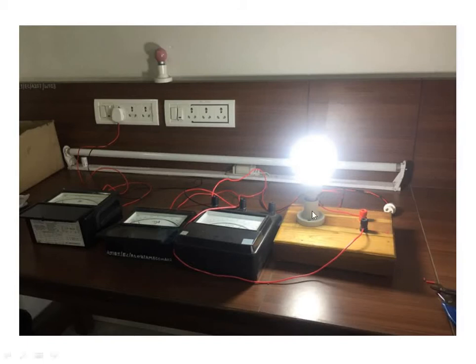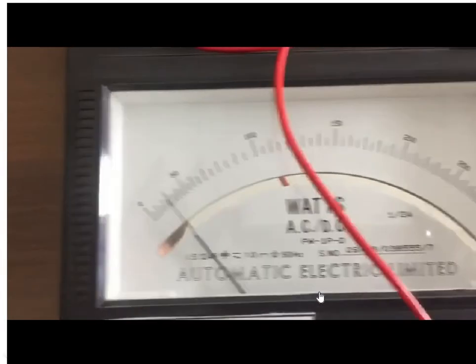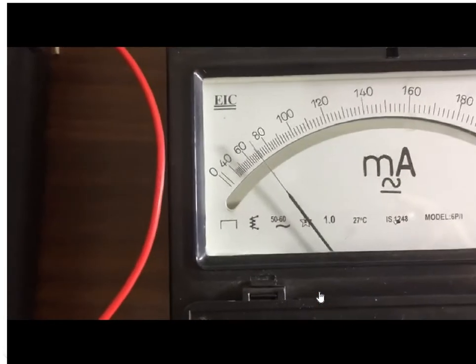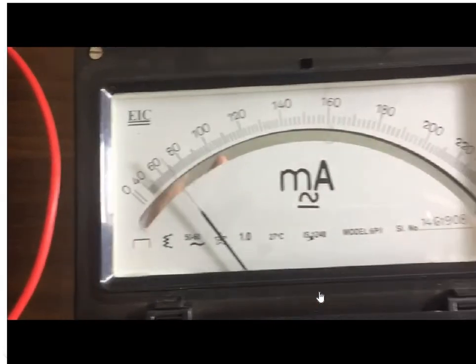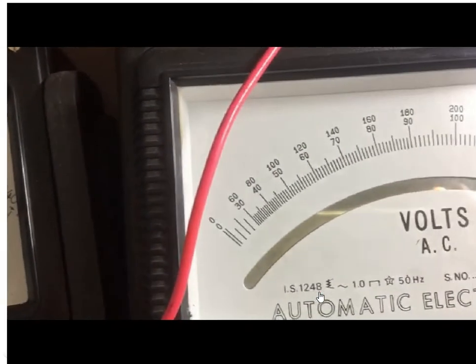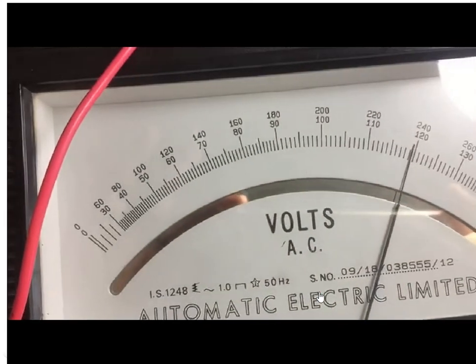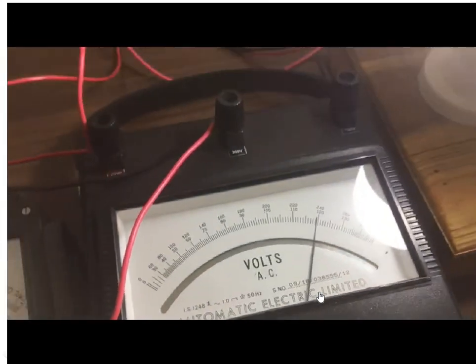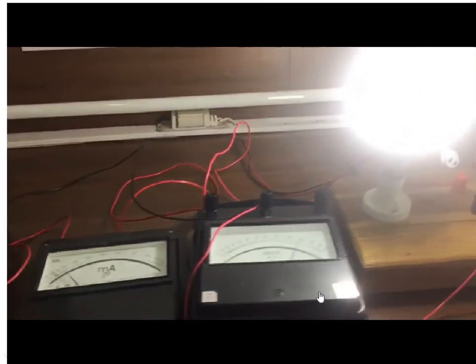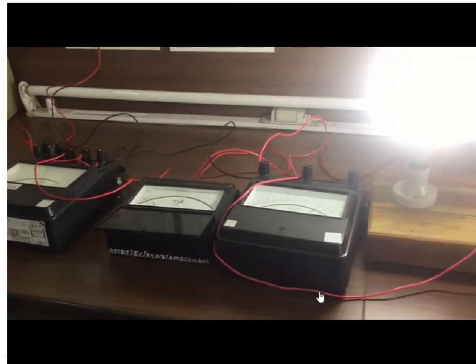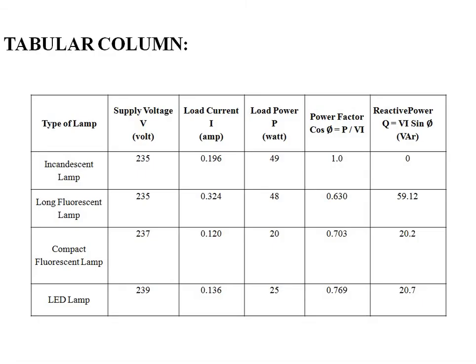So now we connect a LED lamp, and we notice that wattmeter reading is 25 watts, ammeter reading is 0.136 amps and voltmeter reading is 239 volt. So we get the power factor as 0.769 and reactive power is 20.7.